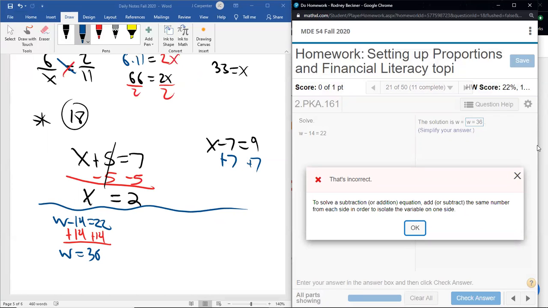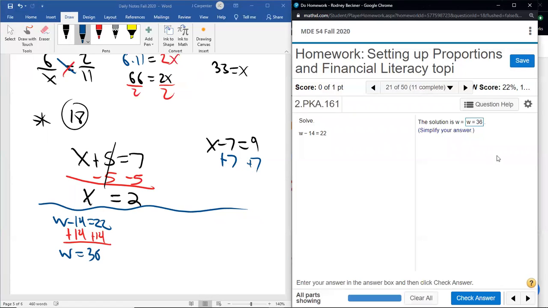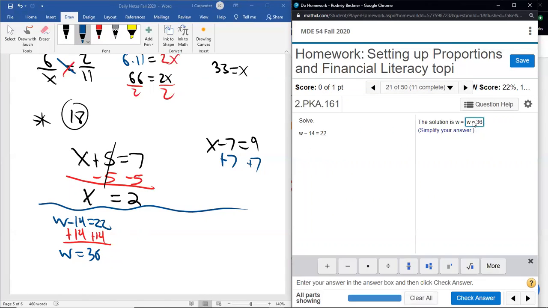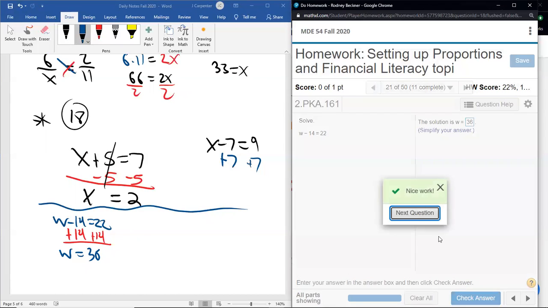That's incorrect. Solve it, blah, blah, blah. This actually tells us nothing about what we did wrong. What did I do wrong? Because I've seen students do this. I've definitely seen students do this. I wrote the variable in there, but the variable was already set up for us. So all we really needed to do was write the 36. Cool.